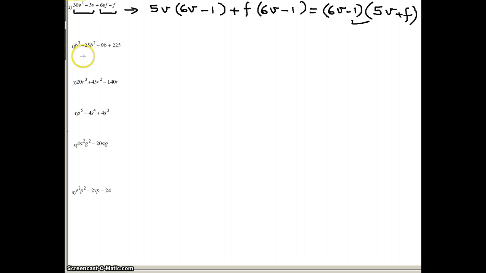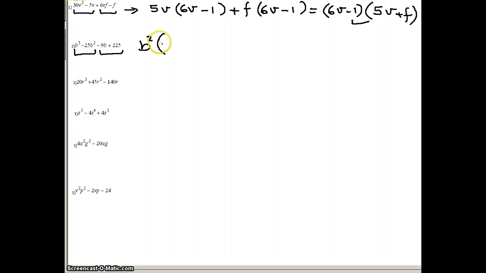Let's look at the second. The second also is a 4 term, and we're going to try the same method. Look at the first two terms and look at the second two terms. If you look at the first two terms, you have b squared here and you have b cubed here. So my GCF is b squared. So I'm going to take b squared as my common factor for the first two terms.